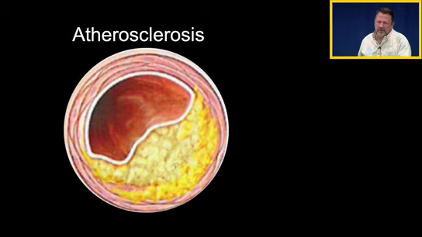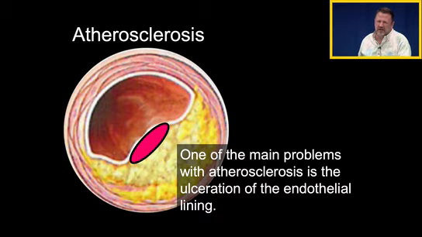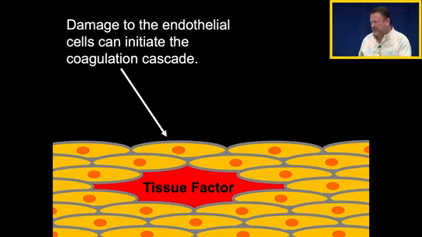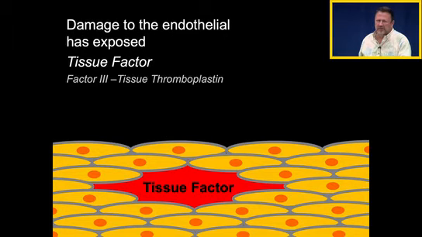All right, so again, we're talking about atherosclerosis and the ulceration of that endothelial lining, exposing tissue factor, and then this tissue factor initiating the coagulation cascade, which then causes a blood clot and a thrombus, and that's what we're trying to avoid. For those of you keeping track of the Roman numerals, tissue factor, where this is all starting, is called factor 3. It's also called tissue thromboplastin.